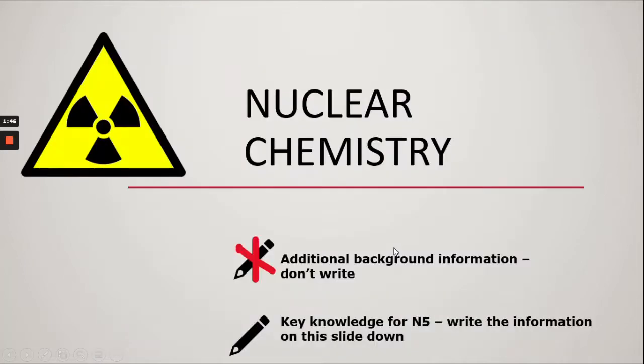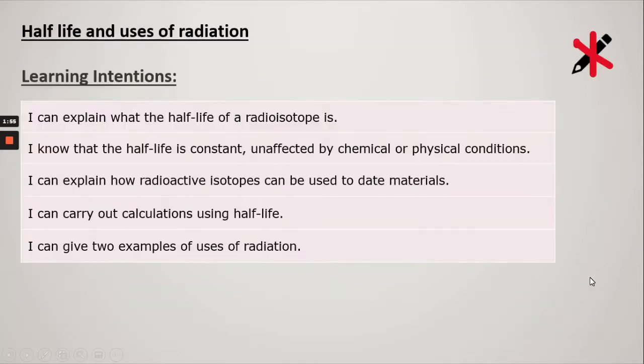Okay, so as usual, we've got some background information in this presentation and some key knowledge that you do need to write down. So we're going to be learning about half-life and uses of radiation, like I mentioned. First of all, we're going to look at how radiation is measured and talk about what the half-life of a radioisotope is. You should know that the half-life of a radioisotope is constant, and we're going to look at how we can use radioactive isotopes to date materials, carrying out calculations using half-life, and giving some examples of the uses of radiation.